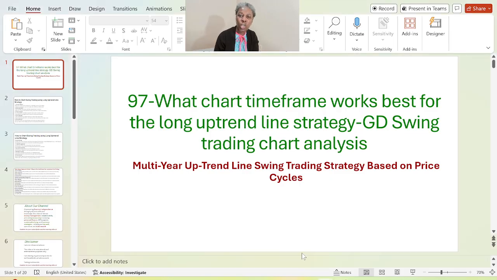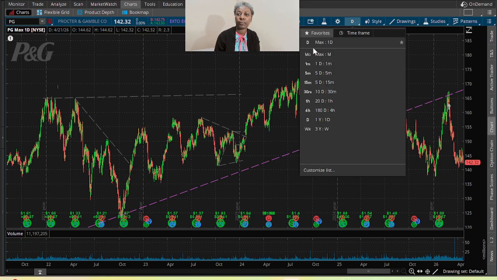Hello, what chart time frame works best for the long uptrend long swing trading strategy? For me, I found the daily chart to be the best time frame for my chart analysis and to make my buying and selling decisions. And I use the monthly chart as well when I'm doing my chart analysis. So I like to use maximum daily chart and maximum monthly chart.